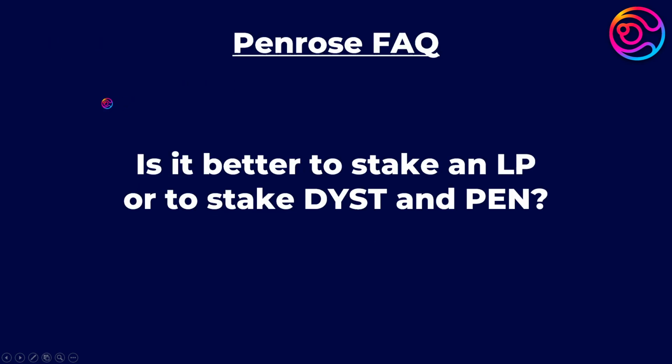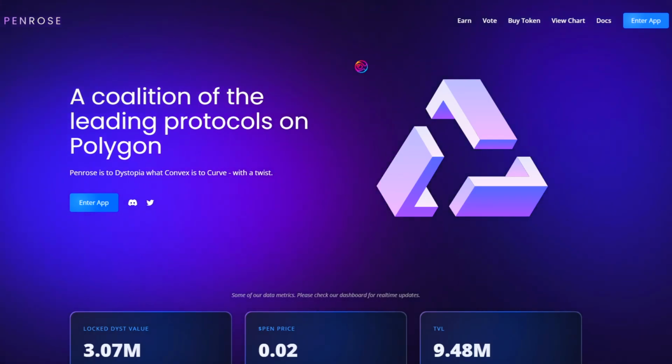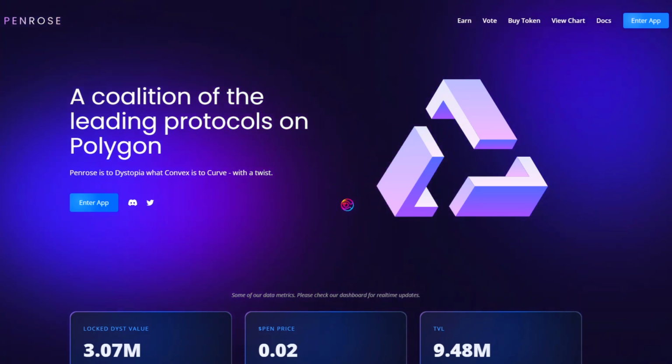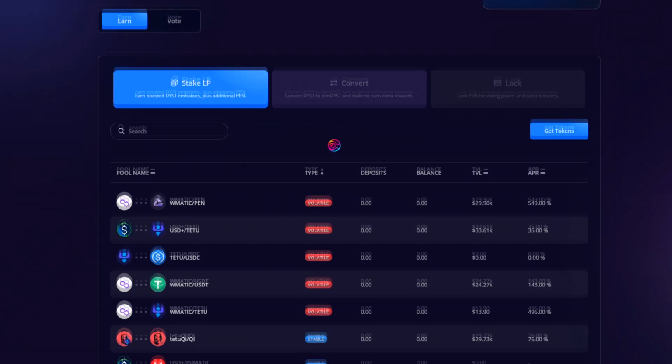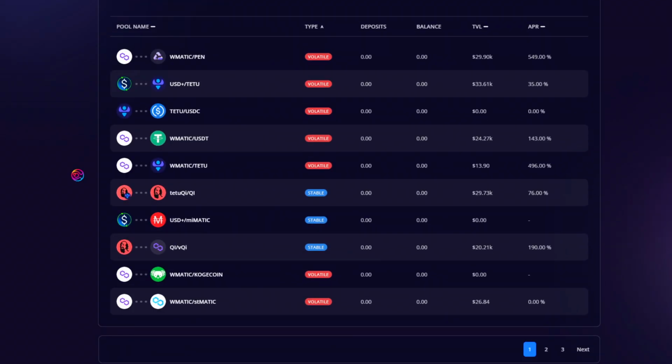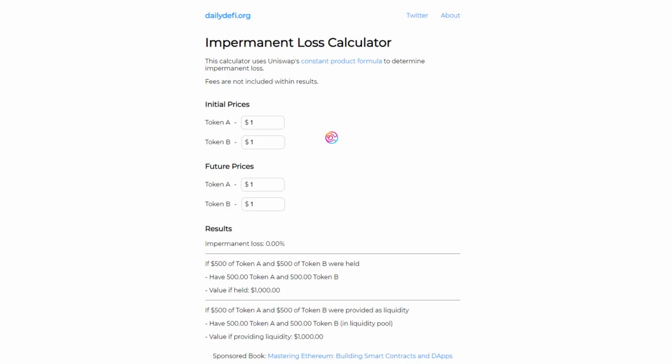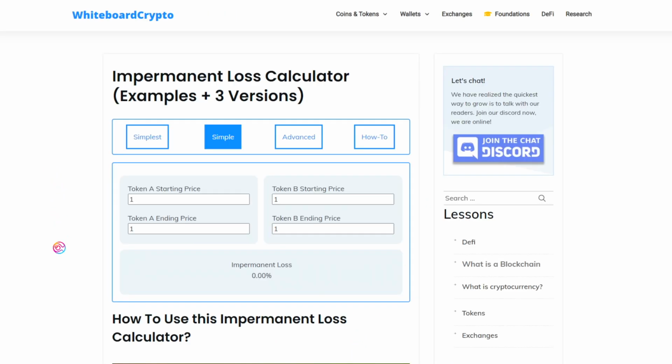Is it better to stake an LP or to stake DYST and PEN? There are several strategies that you could use to earn yield with Penrose. First, you can deposit your liquidity into Dystopia and then stake your Dystopia LP into Penrose to earn DYST and PEN rewards. Please be advised that certain LPs may suffer a higher degree of impermanent loss than others. You can use impermanent loss calculators to get an idea of whether or not the APR will make up for any impermanent loss you might face. For example, stablecoin LPs suffer no impermanent loss because their price ratio will remain 1-to-1.